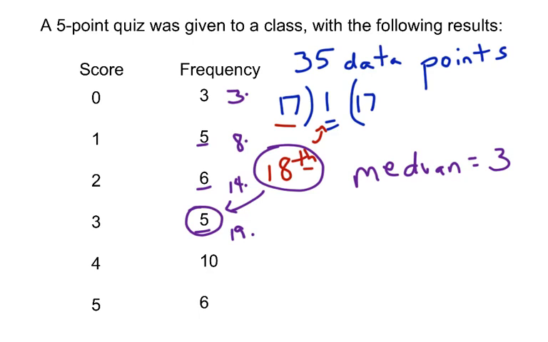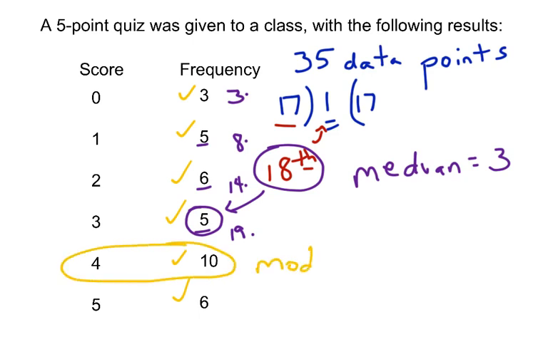One really nice thing about a frequency table is that the mode is really easy to find. Which one happened the most? Well, that happened 3 times, 5 times, 6 times, 5 times, 10 times, and 6 times. So the one that happened the most is right here. So the mode is 4.